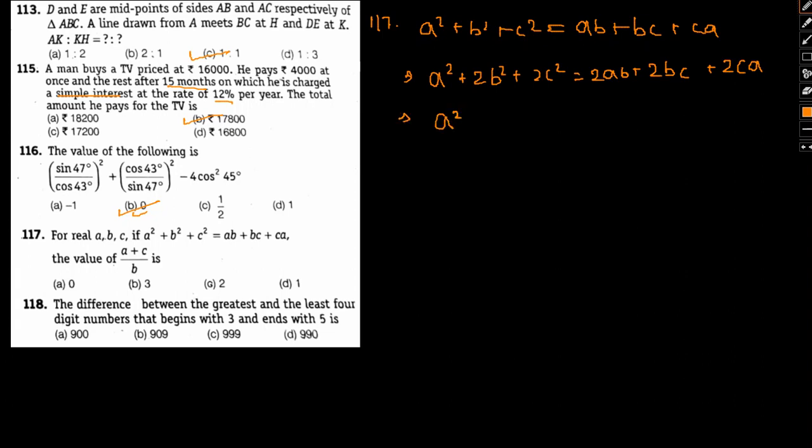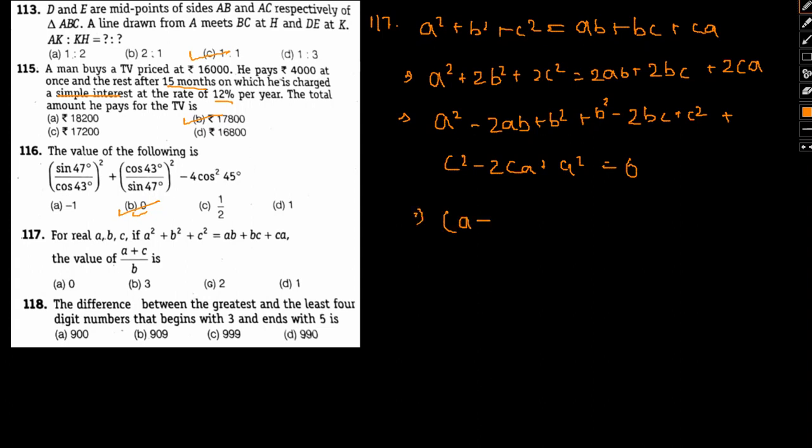So a square minus 2ab plus b square, plus b square minus 2bc plus c square, plus c square minus 2ca plus a square equal to 0. Which can be further written as a minus b whole square plus b minus c whole square plus c minus a whole square equal to 0. Okay. So now as you can see, all these terms sum up to be 0. That is, each and every term individually will be 0.